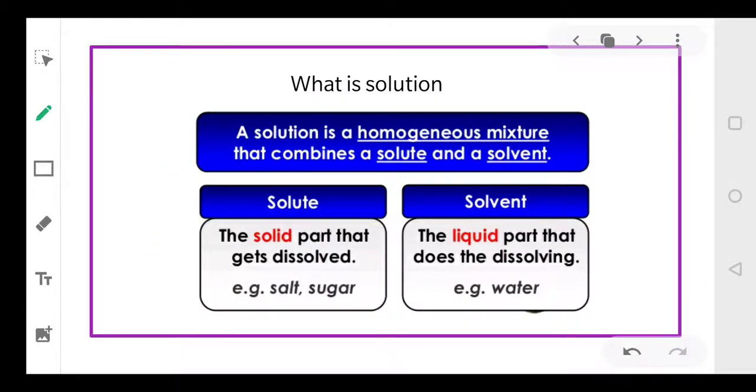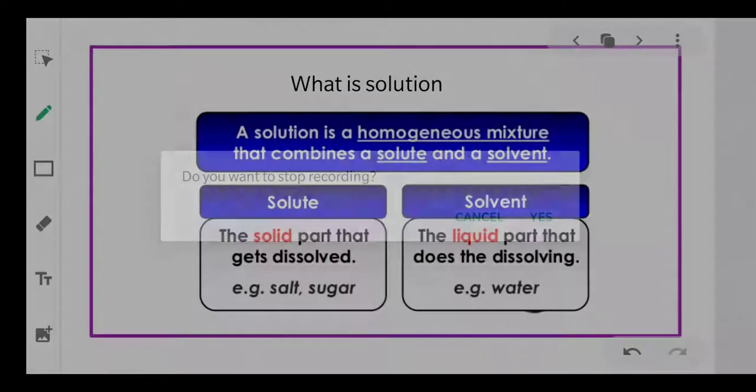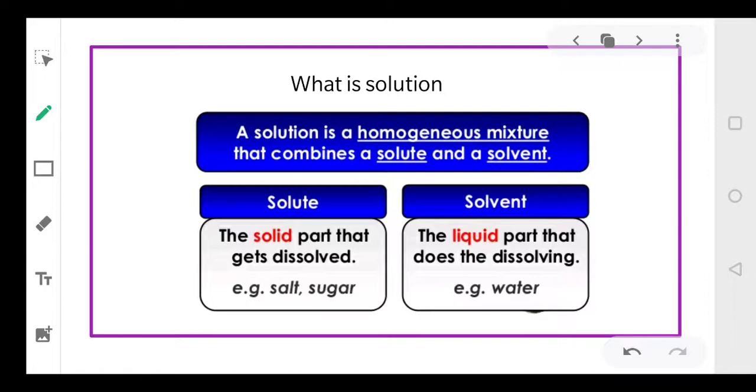That is, what is a solution? A solution is a homogeneous mixture of two or more substances, right? So it is basically a homogeneous mixture and it contains two substances. One is solute, another is solvent, right?